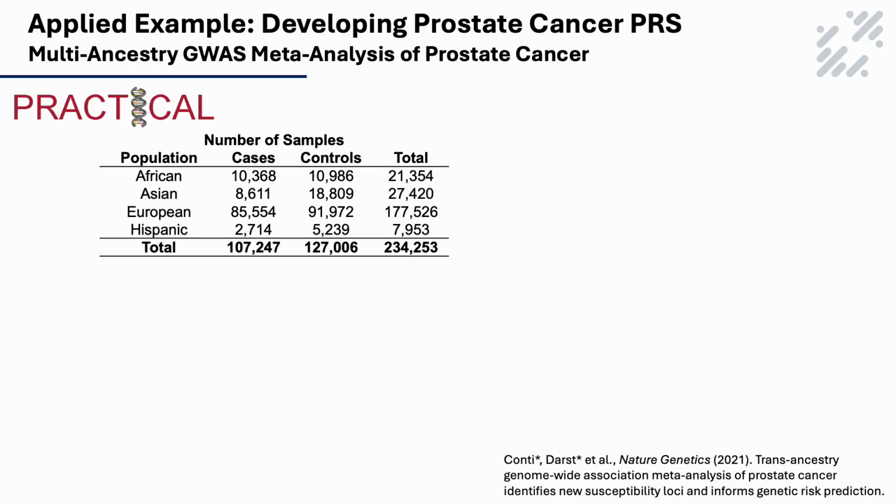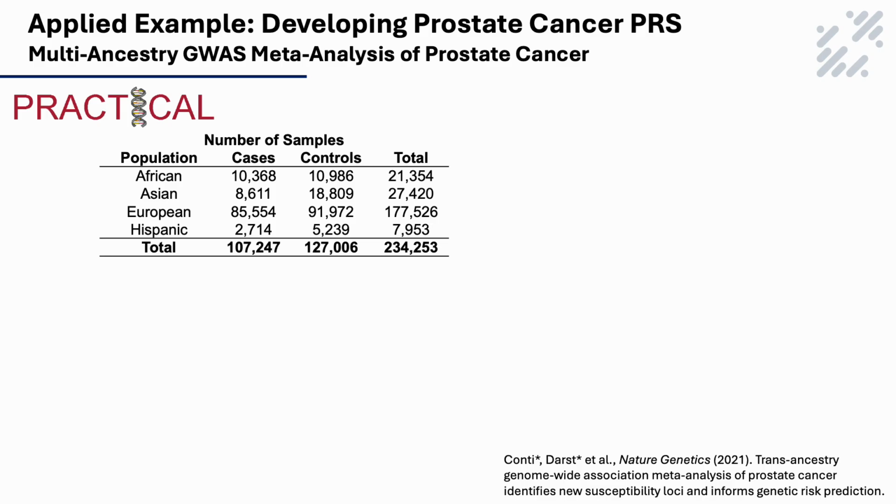Next, I'm going to give a few applied examples of PRS projects we've conducted in prostate cancer. Given the huge health disparity that prostate cancer represents, one of the main goals of our work is to understand prostate cancer risk in African ancestry populations and identify genetic factors that could mitigate risk in these populations.